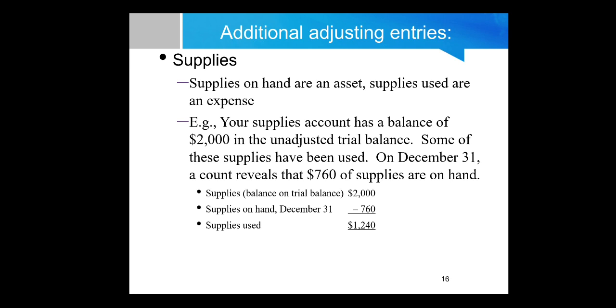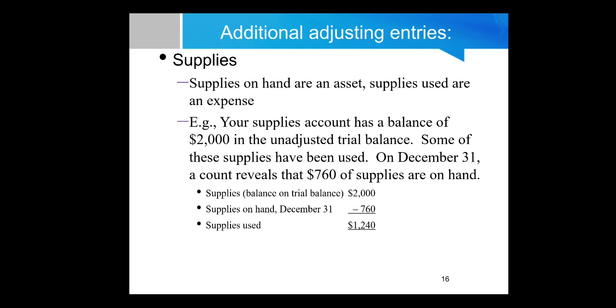For supplies, the first thing that you have to do is calculate how much supplies have been used during one accounting period. To calculate the supplies used, first you have to show the beginning balance of the supplies account, $2,000 for this situation. And then, at the end of the year, on the 31st of December, the balance of supplies left is $760. So how many supplies have been used during the year? You can calculate $2,000 minus $760.